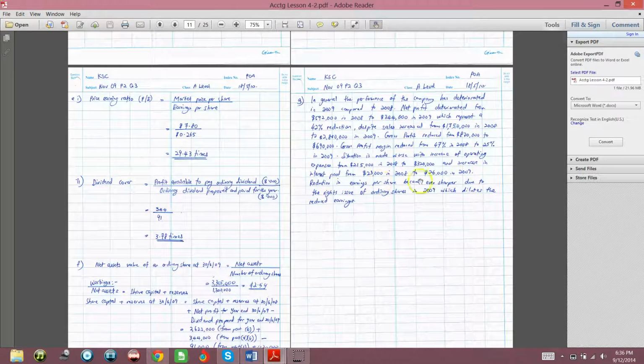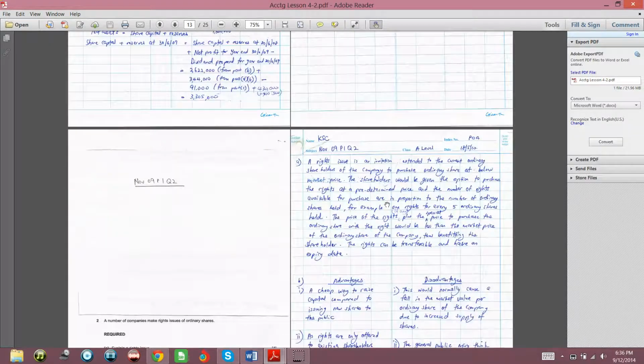An increase in interest paid. Okay, reduction in earning per share become even sharper due to the rights issue of ordinary shares. Okay, so that means if there are more shares, the earning per share will become lesser, because if there are more rights issue that will result in more shares, then the earning per share will become lesser. More people to divide. More ordinary shares will be less earning per share, which dilutes the reduced earning.